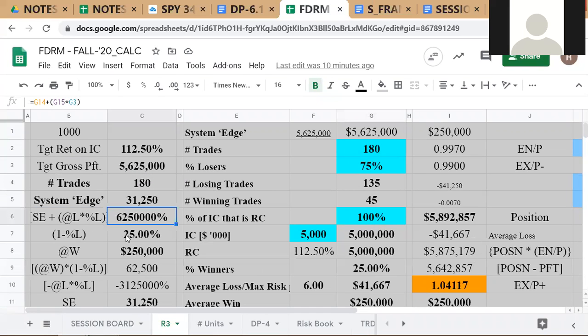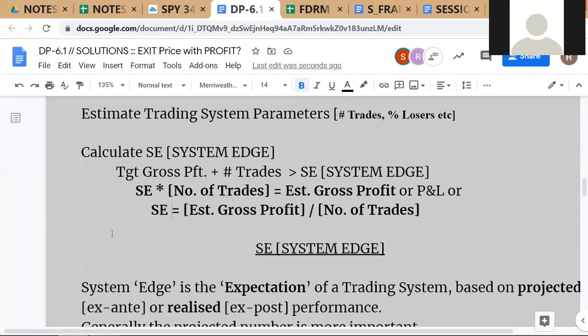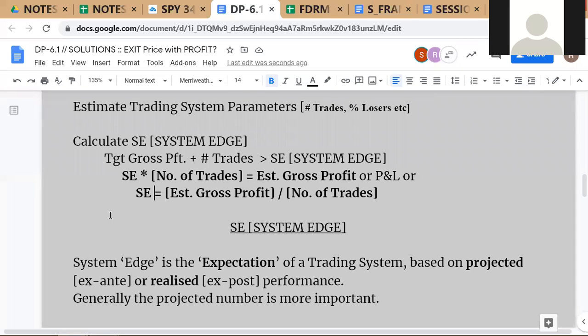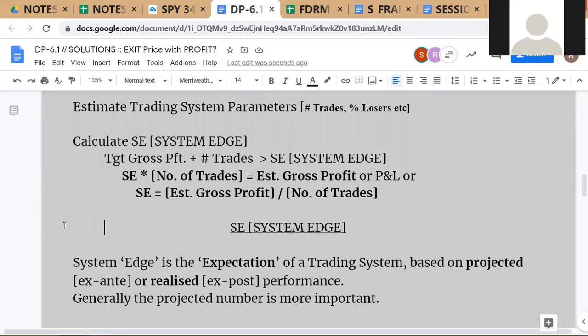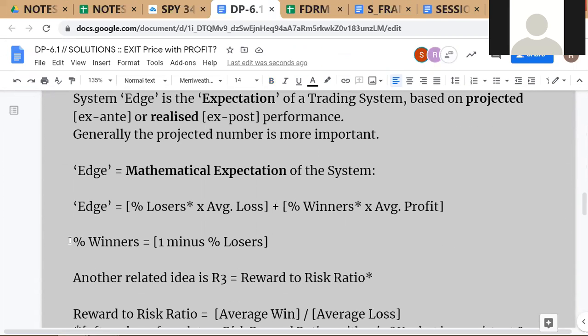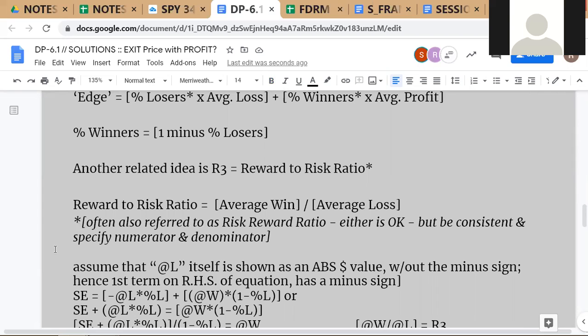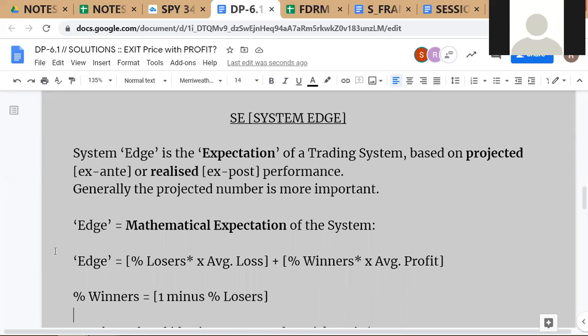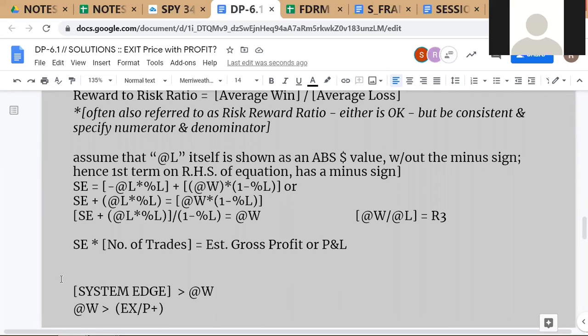Now, what else can we figure out? What else do we have to do? We have another step to do actually. From system edge, we have already figured out the system edge. I'll keep these definitions here so that we know what the system edge is. Percentage winners is equal to 1 minus percentage losers, and we can write the formula here. We've written that also.